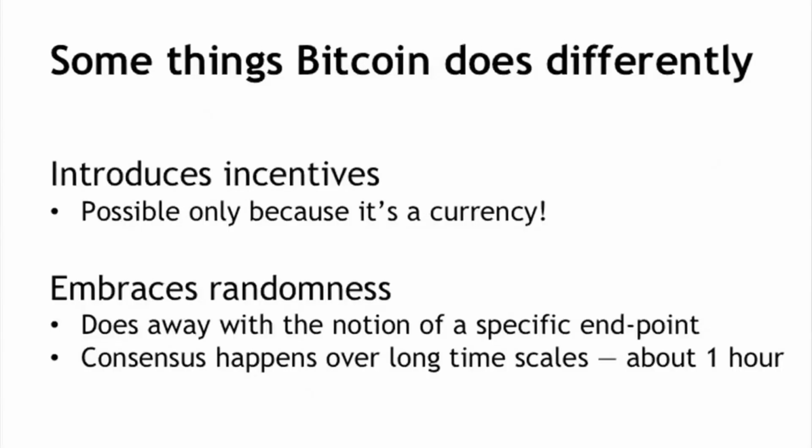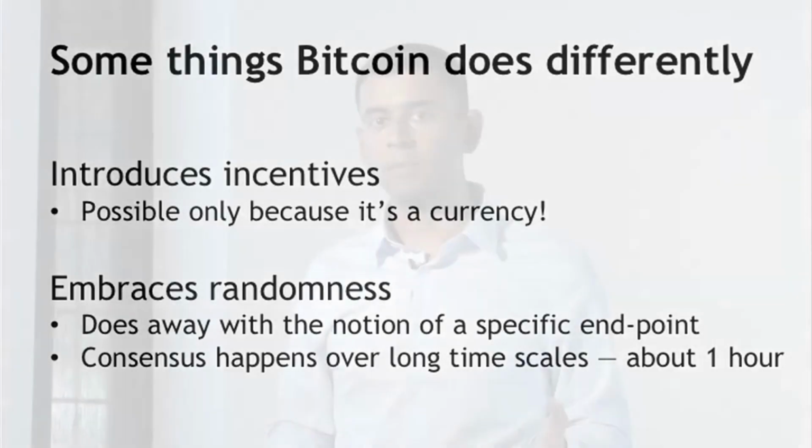And the other thing that it does differently is that it really embraces the notion of randomness. What I mean by that is one of the things it does is it does away with the notion of a specific starting point and ending point for consensus. Instead, consensus happens over a long period of time, about an hour in the practical system, but even at the end of that time, you're not 100% sure that a transaction or a block that you're interested in has made it into the consensus blockchain.